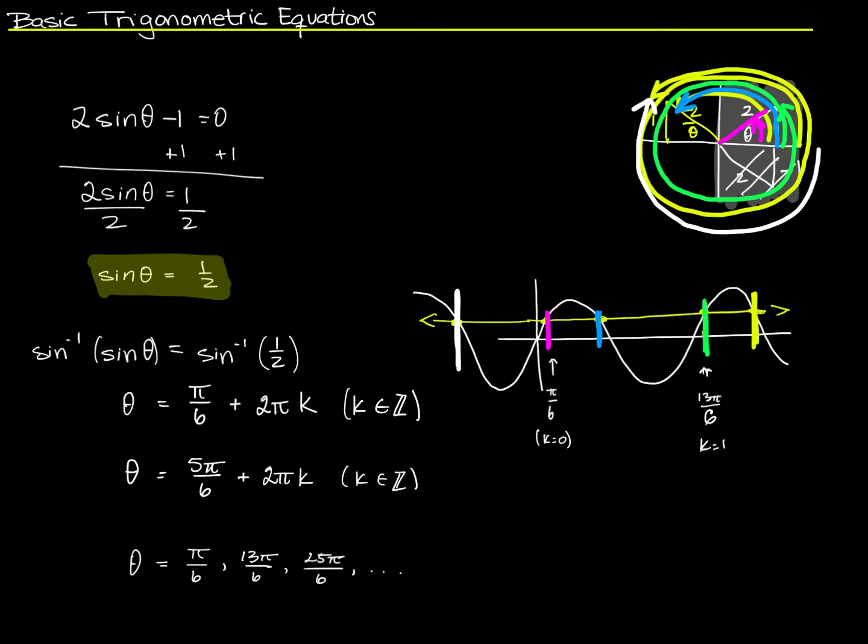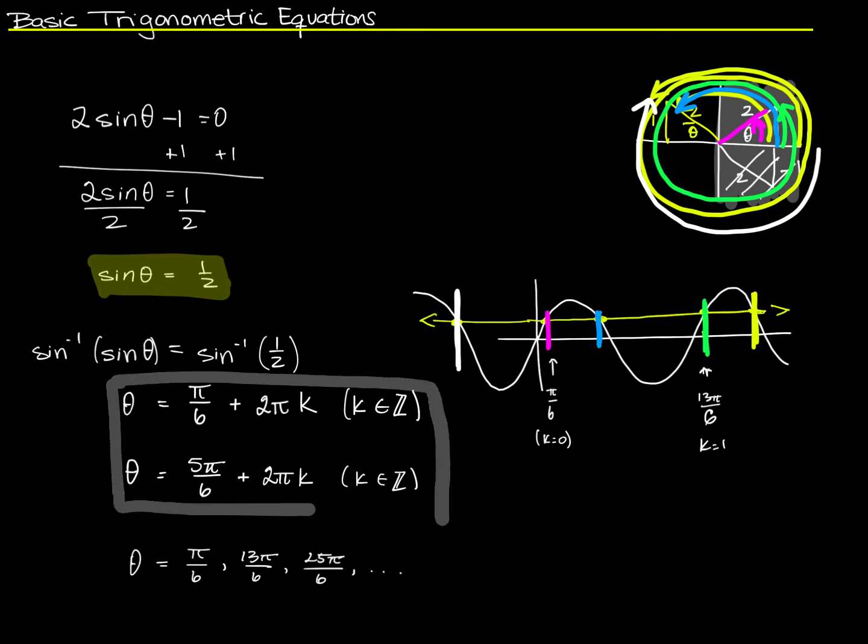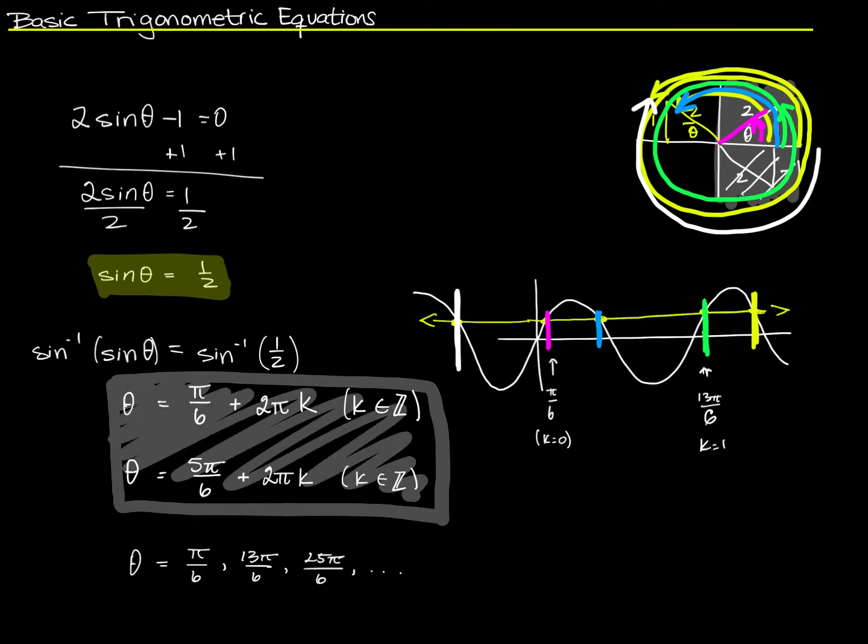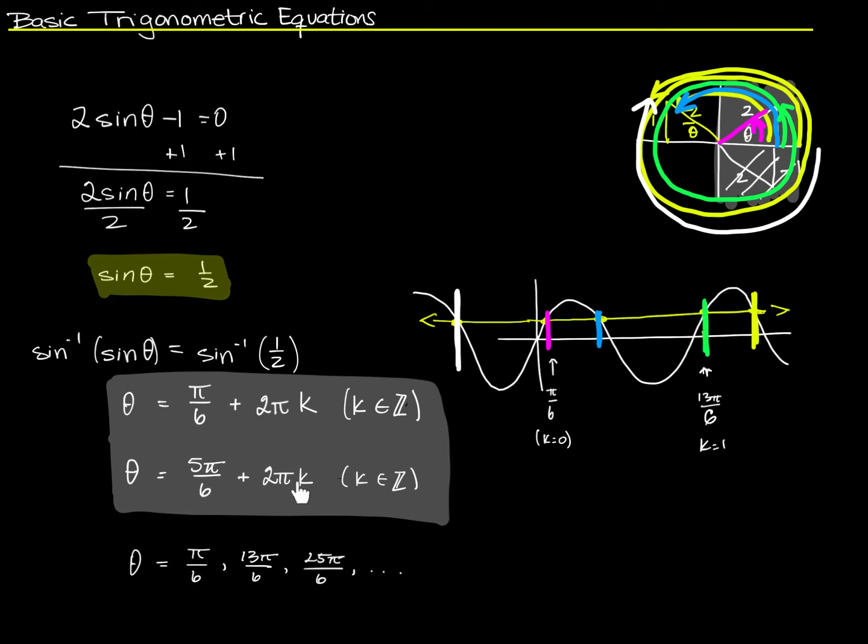Now, sometimes you'll be asked for all solutions, and this is how you need to write your answer. In fact, let me put a box around that. This entire thing here is actually the solution to this equation. You need both lines, because without the second line, you're missing half the solutions. All the solutions coterminal to 5 pi over 6.